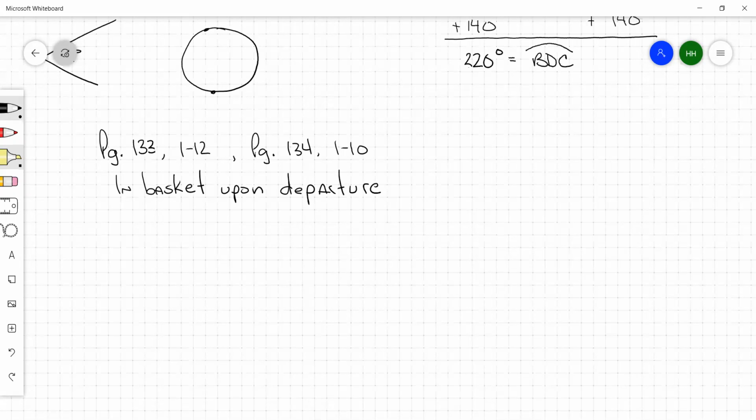For you e-learners at home, when you send me a picture of your work, make sure that you show all of your work for each problem. If you just send me answers, you will not receive credit. So send me a picture of both of those pages with all of your work. If you're doing your work on a separate piece of paper, send me a picture of that as well. So in class, it's going in the basket upon departure. E-learn: email a pic.